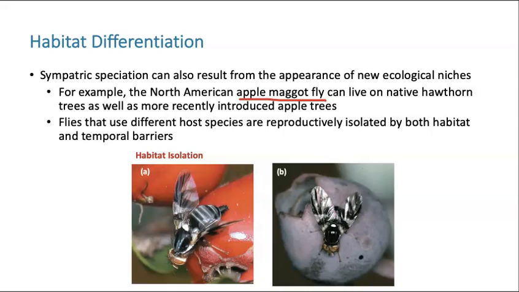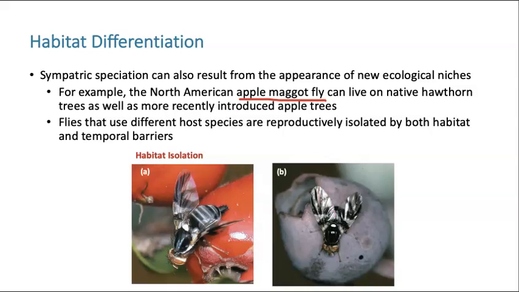So the North American apple maggot fly can live on either hawthorn trees or on the more recently introduced apple tree. Now, just a little bit of history here for you. Apple trees are not native to North America or South America. They're actually native to Asia and Europe. And so we have a little timeline of when this sympatric speciation happened, because it happened about the time, or at least sometime after, the introduction of apple trees to North America in the 1700s or so.